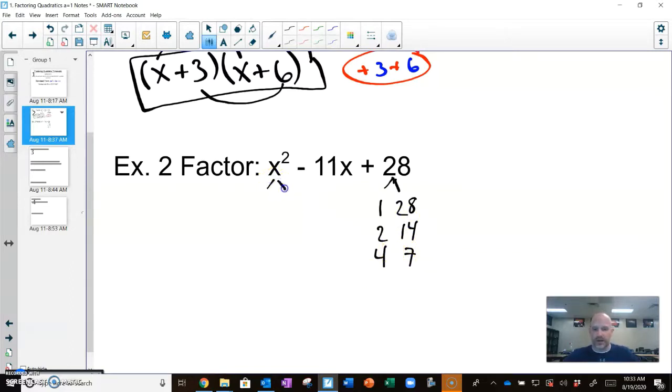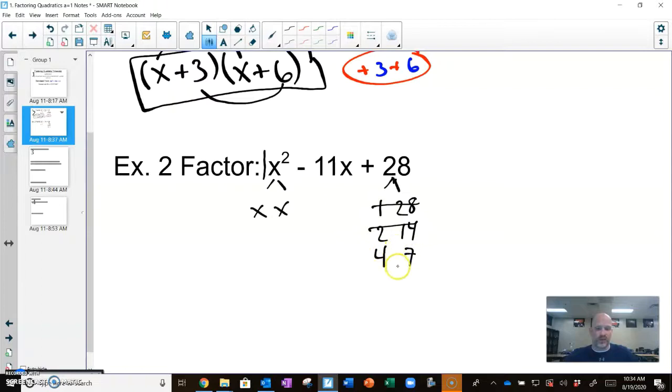For x squared over here, it's easy. It's just x and x, remembering this has a leading coefficient of 1. So, of the factors of 28, which ones are going to combine to negative 11? Well, 1 and 28 will never be 11. 2 and 14, probably also never going to be 11.